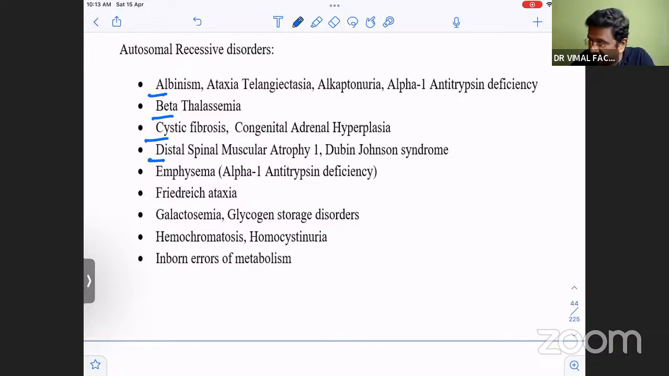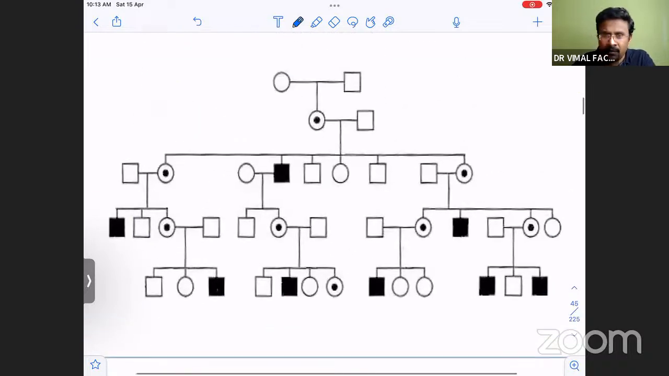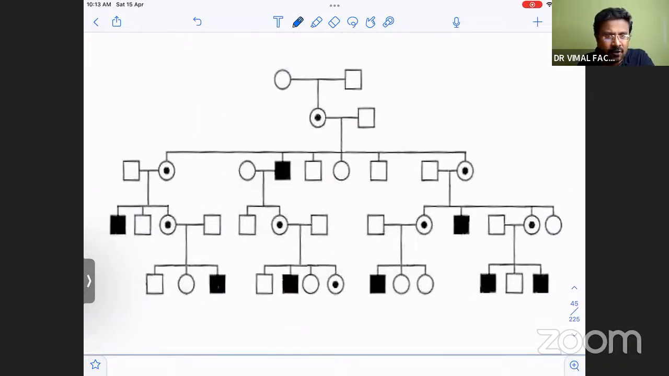Okay. So emphysema, Friedreich ataxia, galactosemia, glycogen storage, hemochromatosis, homocystinuria. Please remember, all the inborn errors of metabolism are autosomal recessive, except your Hunter's disease, okay? And G6PD deficiency, they are X-linked recessive disorders. Yes, X-linked recessive disorders. Now, this is the famous inheritance, and all of you know that.